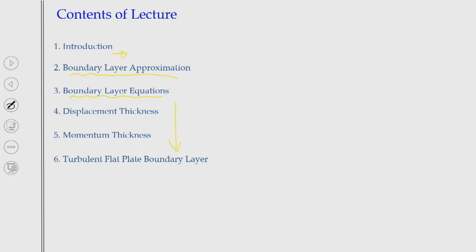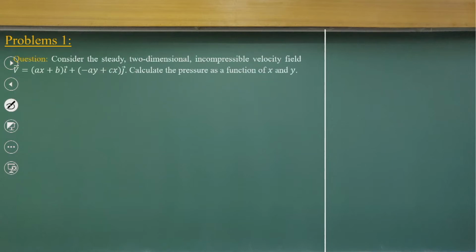different thicknesses, like displacement thickness, momentum thickness, and also turbulent plate boundary layers. We will discuss that in a later part. Let me go on to solve very simple problems.